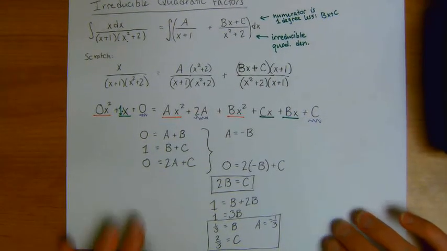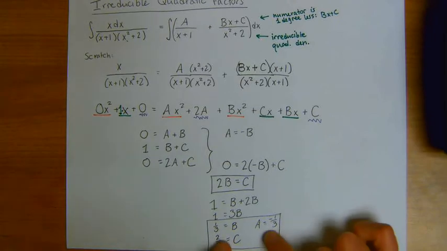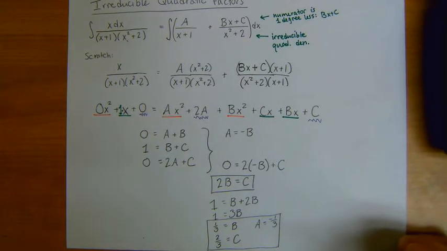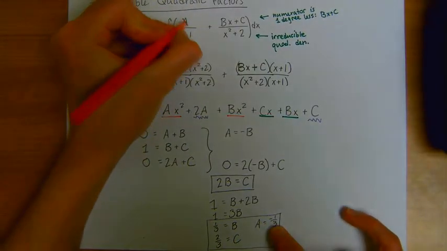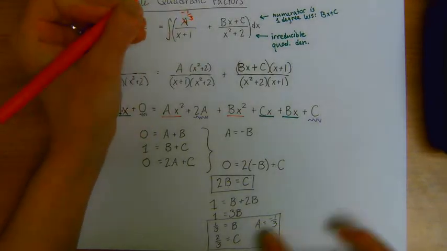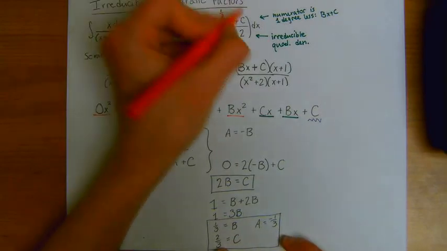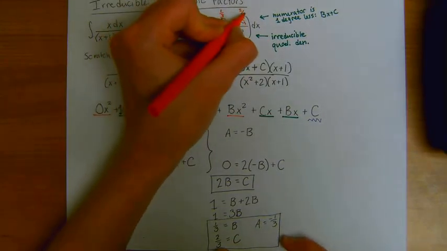Whoops, we're a little off the page. But that was the hard part of my fraction decomposition. Let's go back and rewrite that. I can write in red, that means a is equal to negative 1/3, b is equal to 1/3, and c is equal to 2/3.